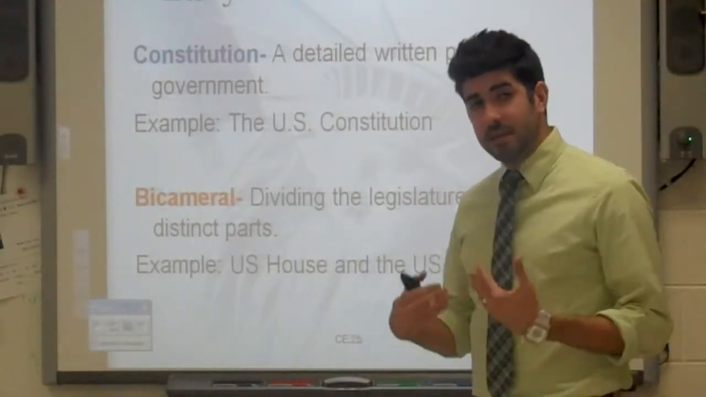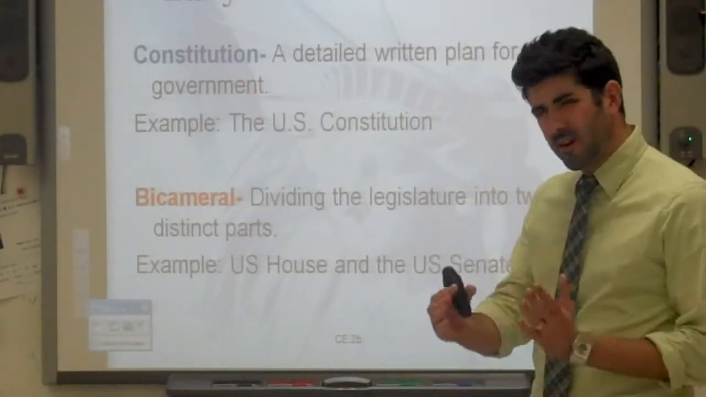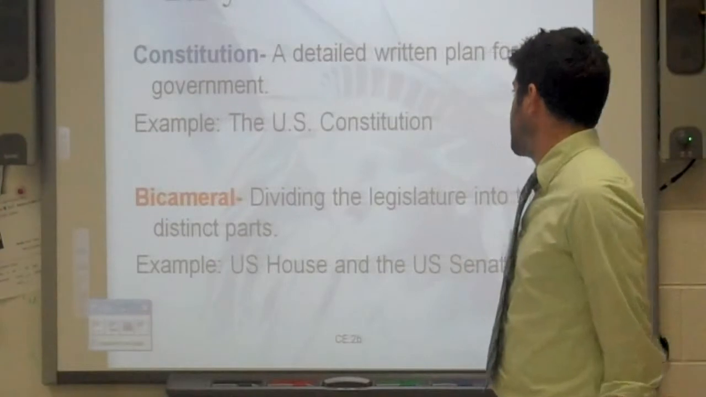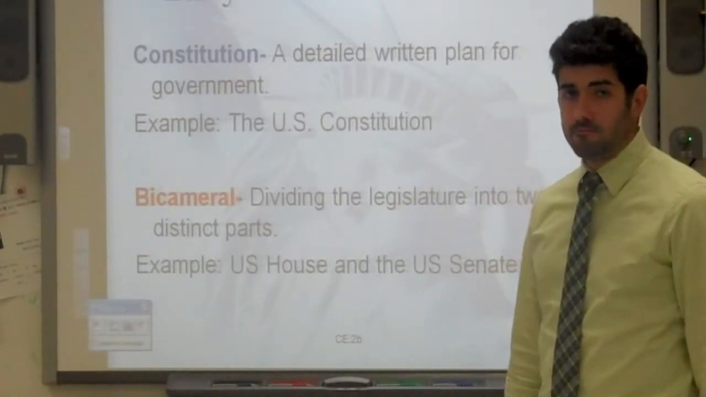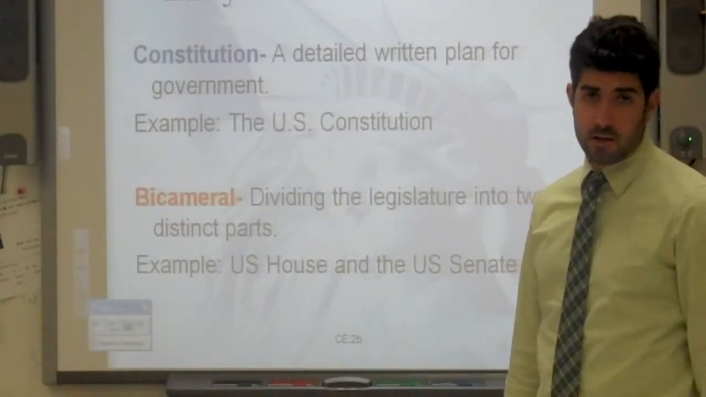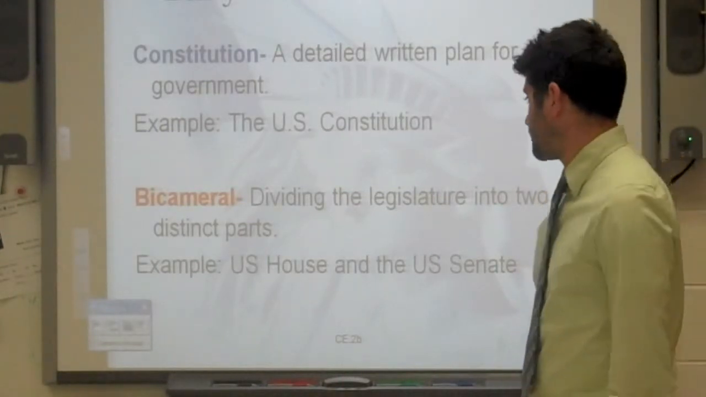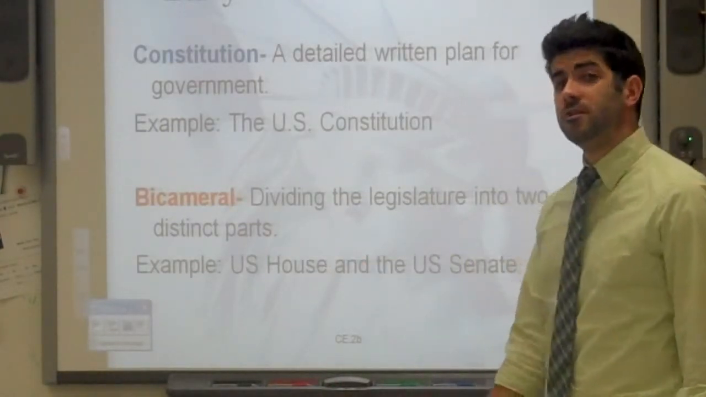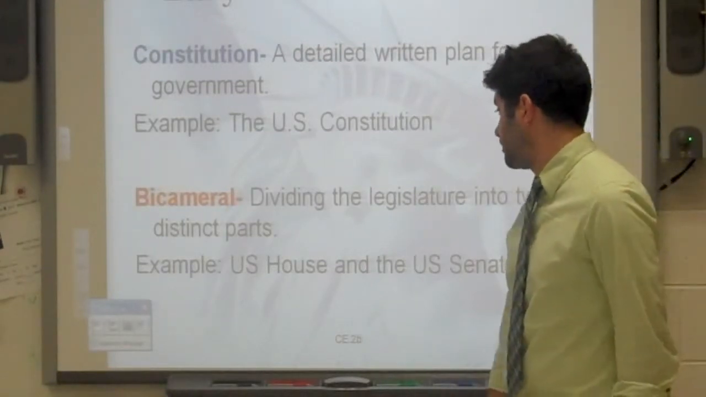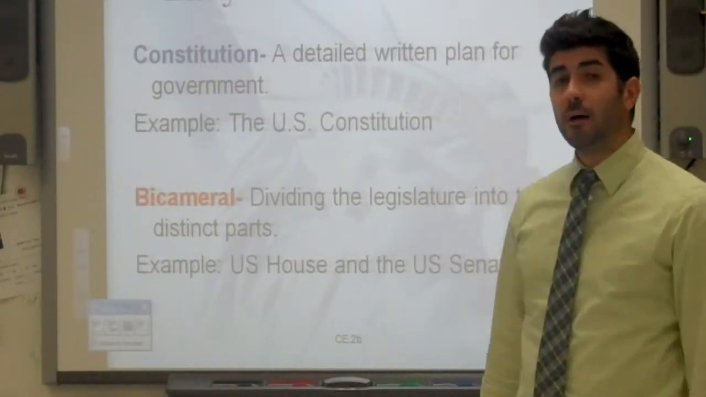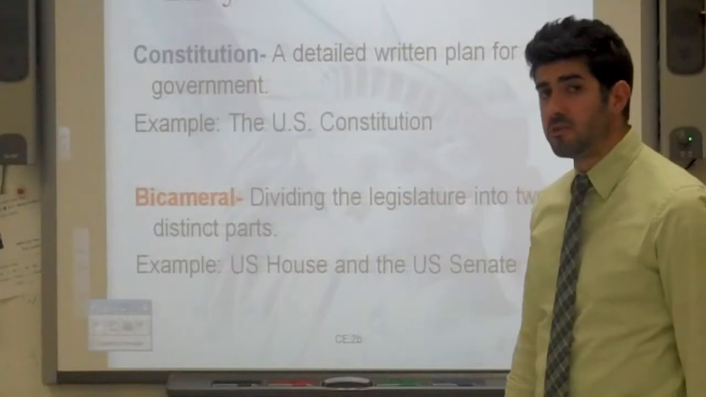So again, some key things you do need to know, and we've already been talking about this stuff, is a constitution is a detailed written plan for government. Lays out how our government's going to work and the various branches and their functions and their responsibilities. Another key word you need to know this unit is the term bicameral. Bicameral means we divide up the legislative branch into two houses.